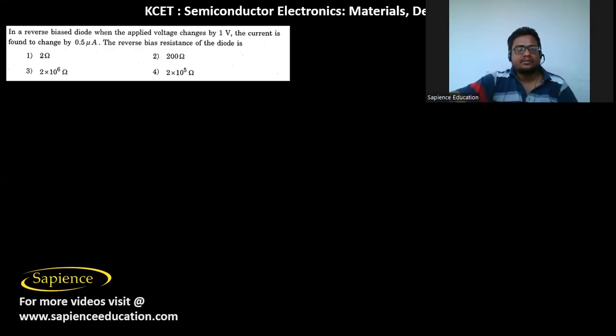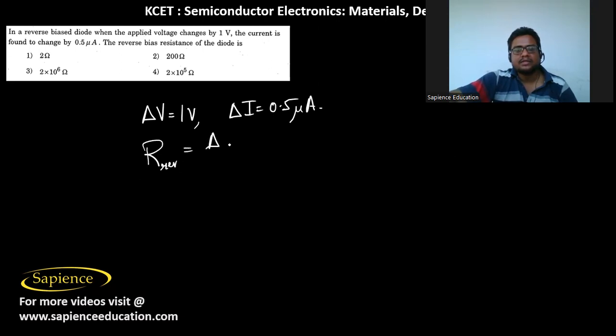Then it is told, in a reverse bias diode, when the applied voltage increases by 1 volt, the current is found to change by 0.5 microampere. Then the reverse bias resistance of the diode is. So the reverse bias resistance of the diode will be given as change in applied voltage by change in current, delta V by delta I, which is the reverse bias resistance.